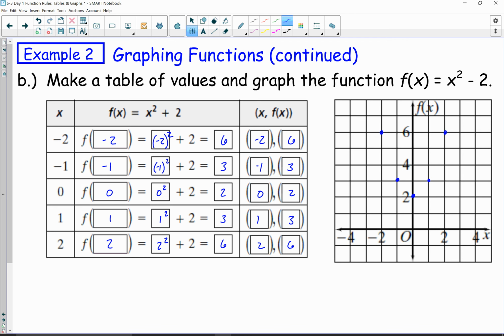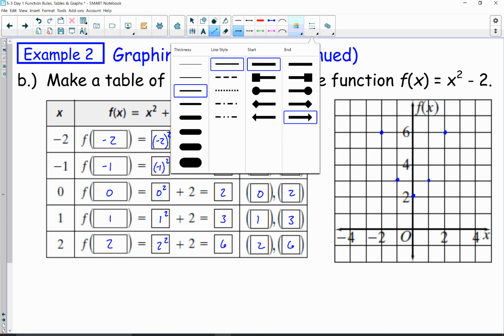And now, before we do anything else, we have to think, can we connect these? Is it continuous? Is it discrete? Well, again, the problem's not about anything with a word problem. So we should connect these. We should treat it like it's continuous.